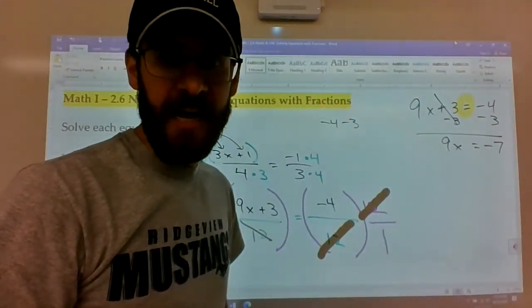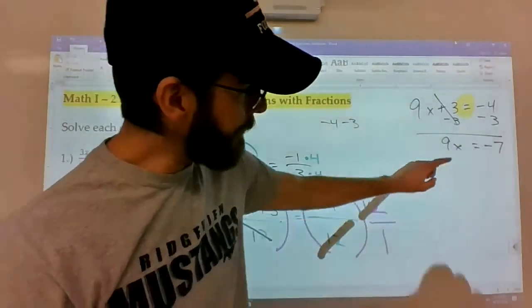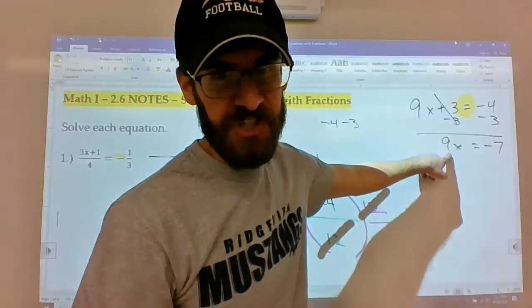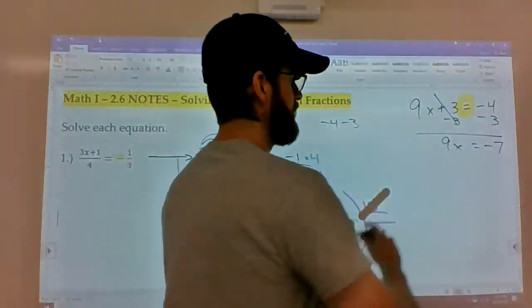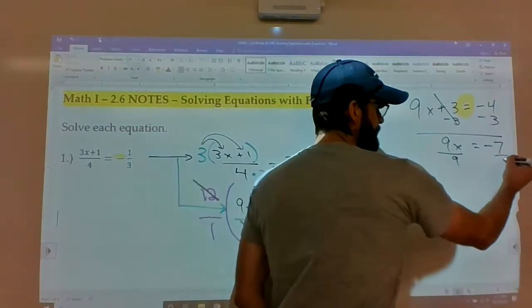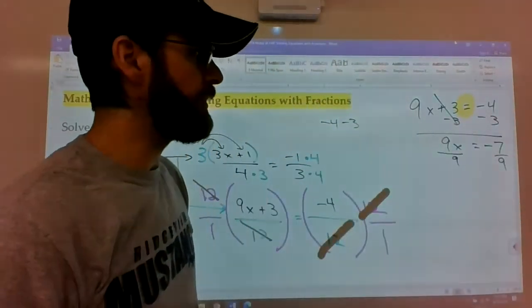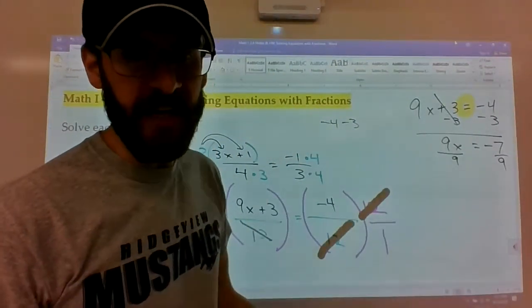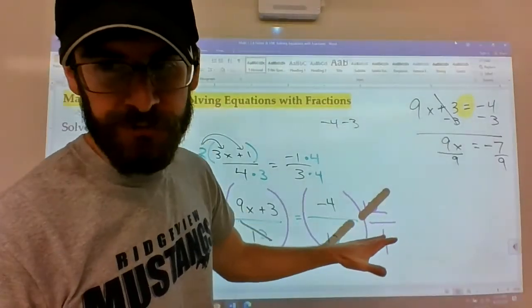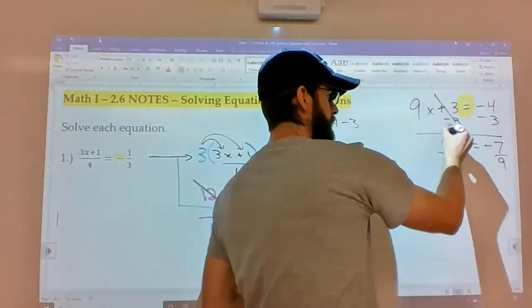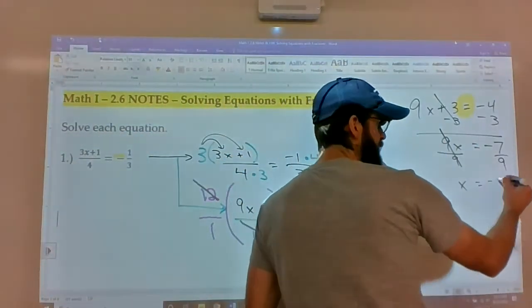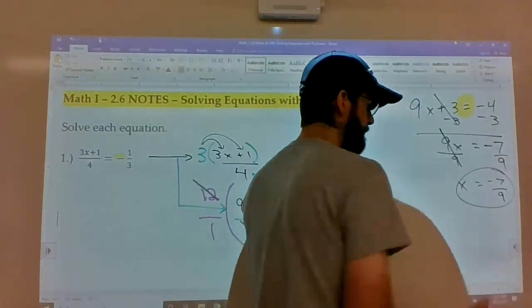Okay, the last step, if you have a number in front of x that's just a nice, neat whole number, divide it out. No decimal approximations, please. Negative 7 over 9 is a completely reduced fraction. Leave it. So I have a clean x equals negative 7/9.